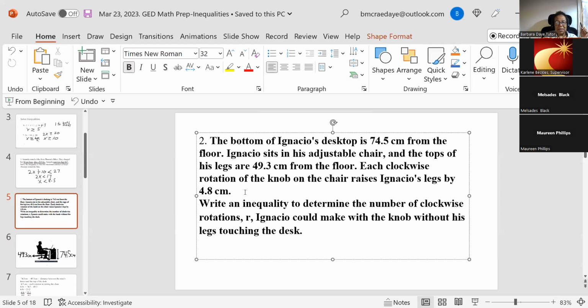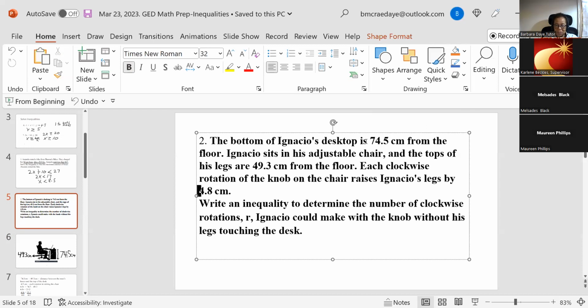And that means every time you rotate, it's 4.8. So how many rotations? Rotations would be dividing the 4.8 into the difference. Got it? Yeah. So write your inequality and tell me the number of rotations he would have to make without his legs touching the desk.